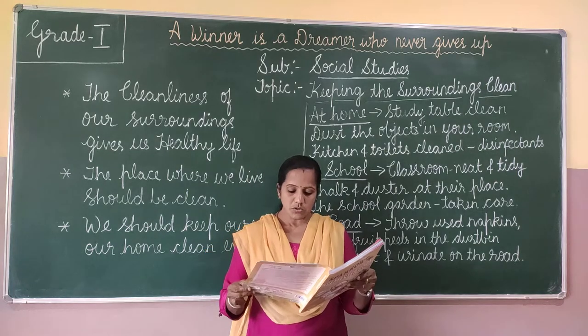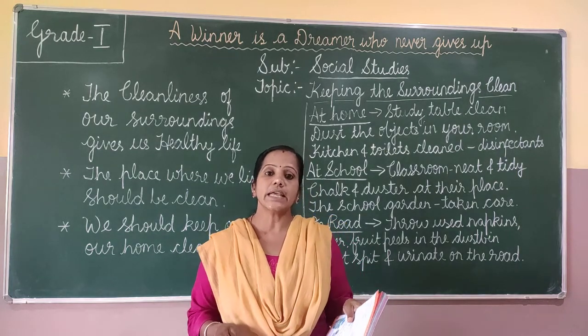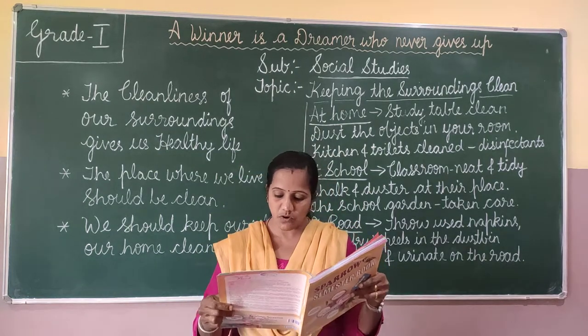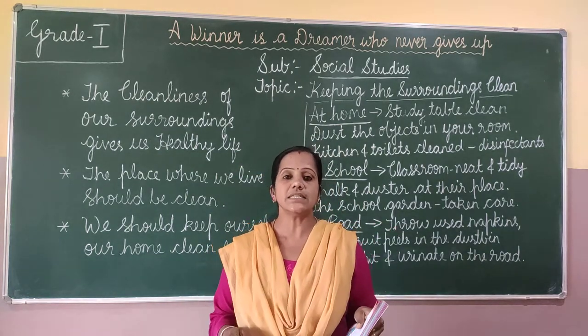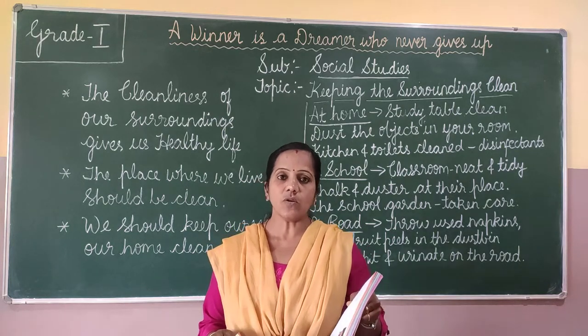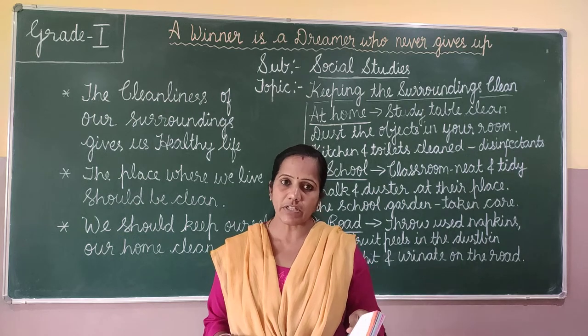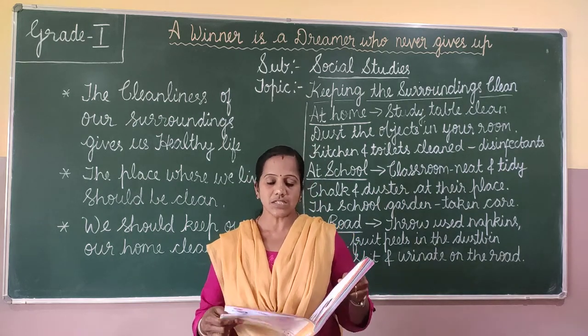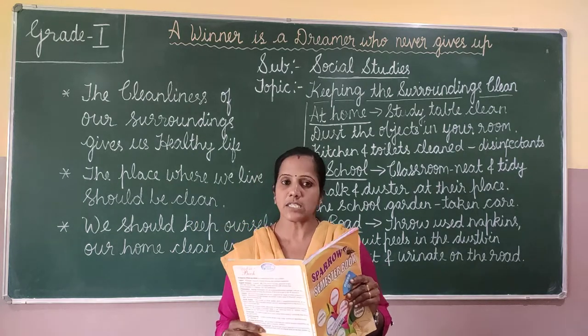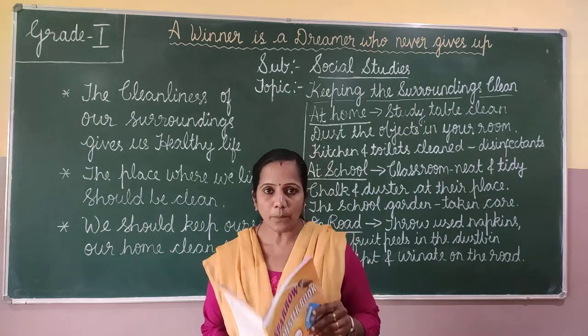Okay, children. Now we are going to complete the textbook exercise. Everyone open your Sparrow Selmer textbook, page number 191. Be ready with your pencil, eraser, sharpener, all those things. We are going to complete the exercise part of this lesson. Okay, children? Open your textbook.